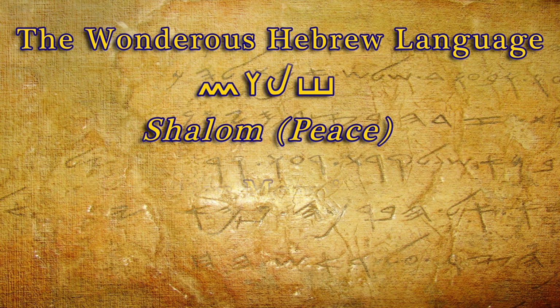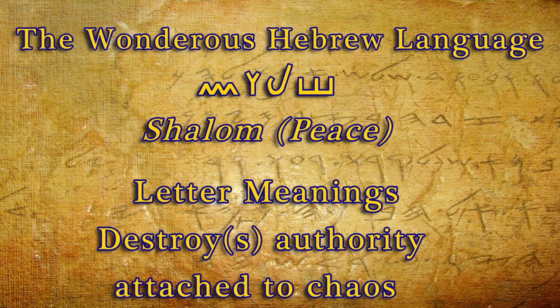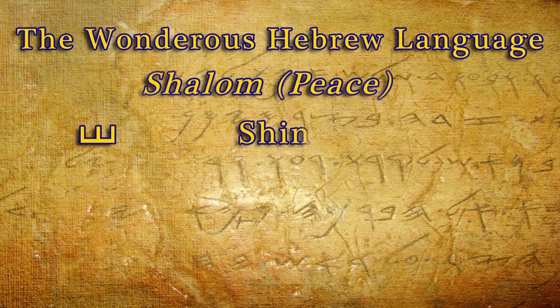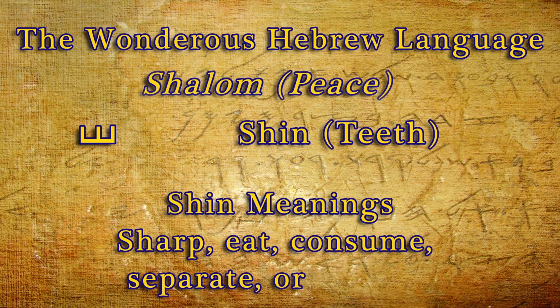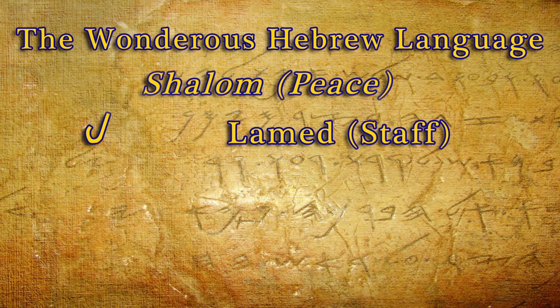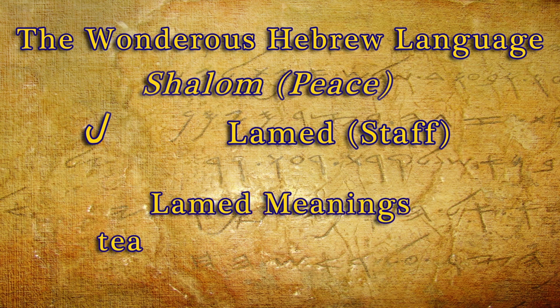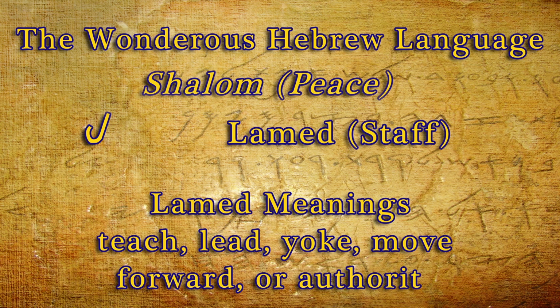Shalom. Shalom's letters mean destroys the authority attached to chaos. Let's look at the letters that make up this word. The shin represents two front teeth and can mean sharp, eat, consume, separate, or destroy. The lamed is a picture of a shepherd's staff. The shepherd used the staff to exercise authority over the sheep to direct or lead them. It can mean teach, lead, yoke, move forward, or authority.